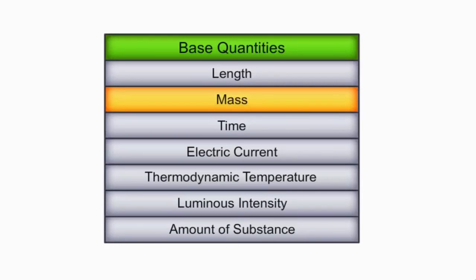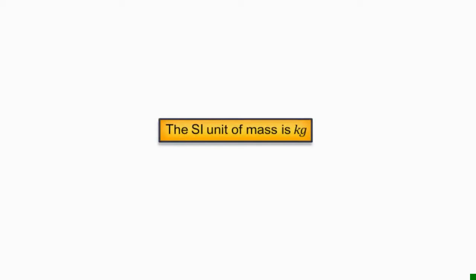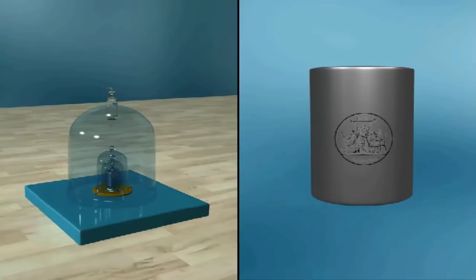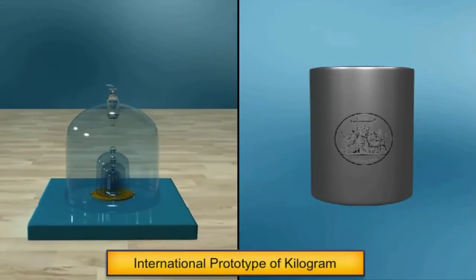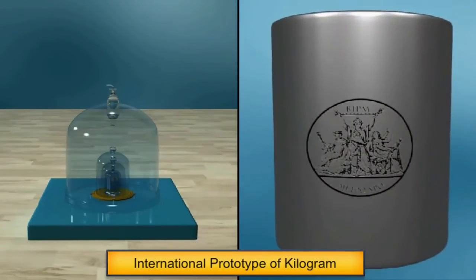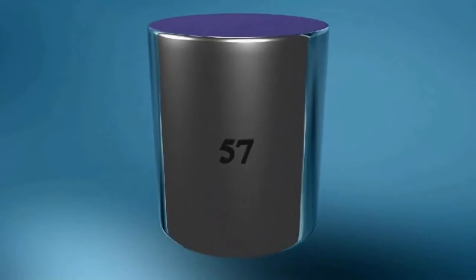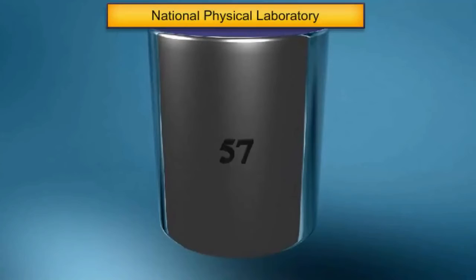Mass is the basic property of matter and a fundamental unit of measurement, since its measurement does not depend on any other physical quantity. The SI unit of mass is kilogram, denoted by small letters kg. We observe the standard kilogram weight used by different shopkeepers. But the prototype of the standard kilogram is supplied by the International Bureau of Weights and Measures, BIPM. The copies of the standard weight are available worldwide, including National Physical Laboratory in India, for standardization of mass locally.